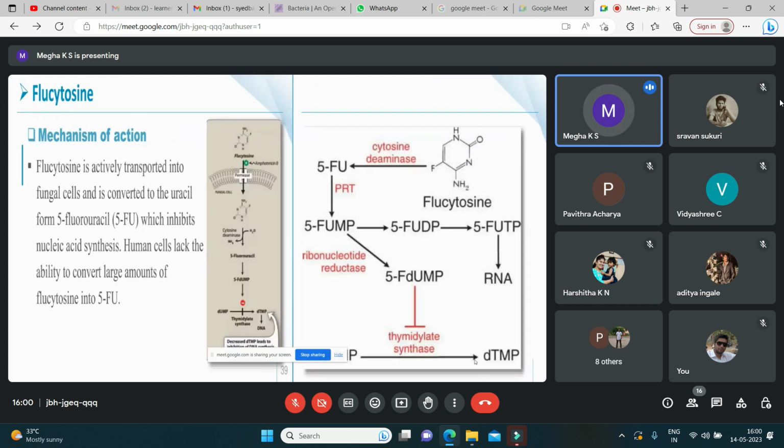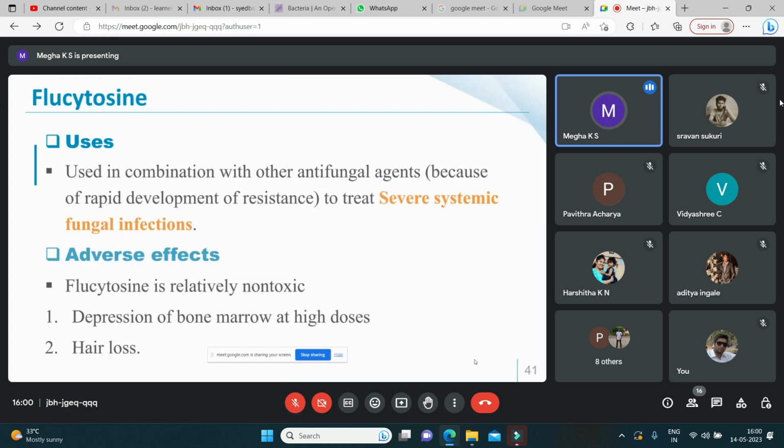Mechanism of action: flucytosine is actively transported into fungal cells and is converted into the uracil form 5-fluorouracil, which inhibits nucleic acid synthesis. Human cells lack the ability to convert large amounts of flucytosine into 5-fluorouracil. Uses: used in combination with other antifungal agents because of rapid development of resistance, to treat several systemic fungal infections. Adverse effects: flucytosine is rarely toxic, but depression of bone marrow at high doses and hair loss will be there.